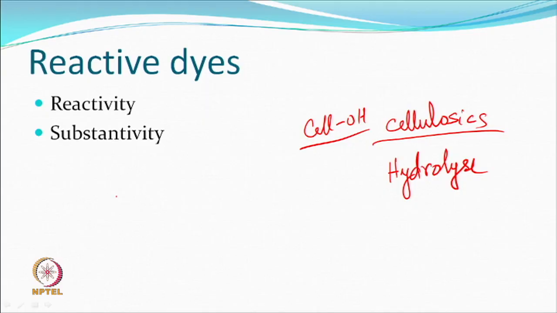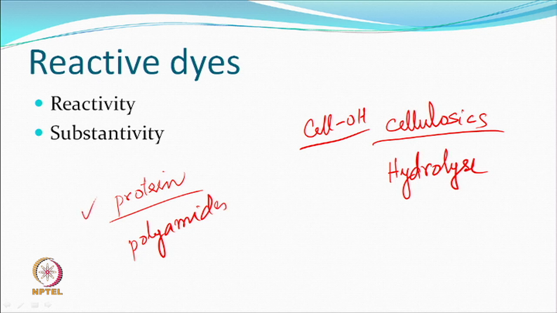The interesting thing that obviously happened at a later stage was that it was found that they are all good for protein and polyamides, so protein based fibers, polyamides. The reaction with these groups, the end amino groups, can take place in acidic or neutral medium, covalent bonding also.